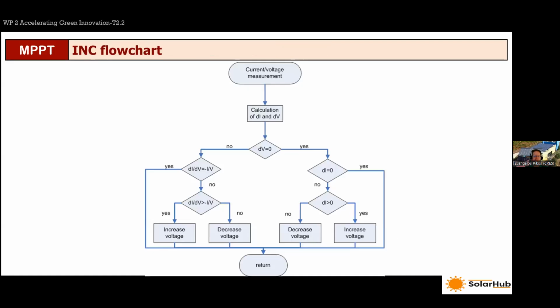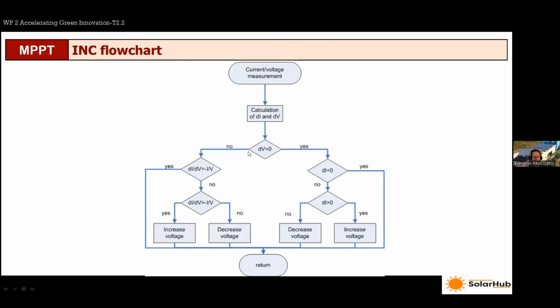Here is a simplified flow chart of how this method is deployed. You have to first calculate the values of dI and dV at the operating point the inverter is at the specific moment. Depending on the value of dV, of course, you have to follow a different path, because if it's zero, you cannot divide by zero.